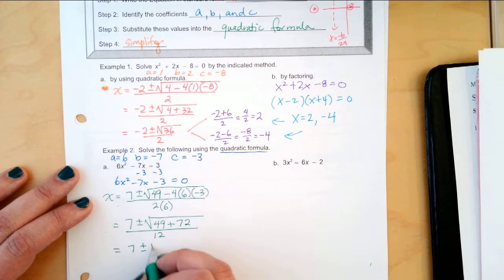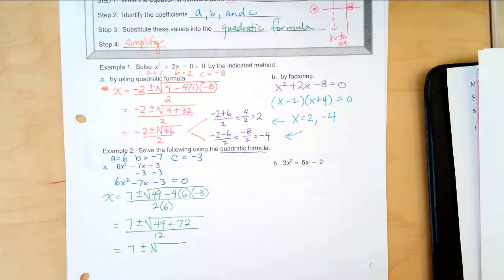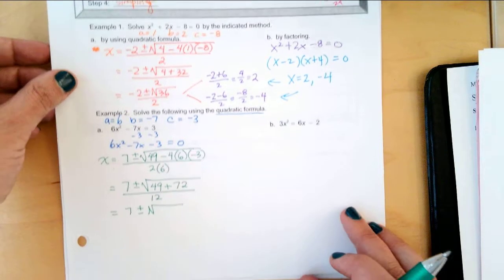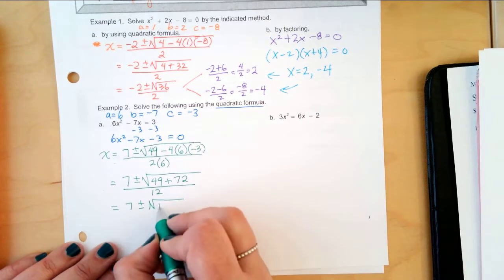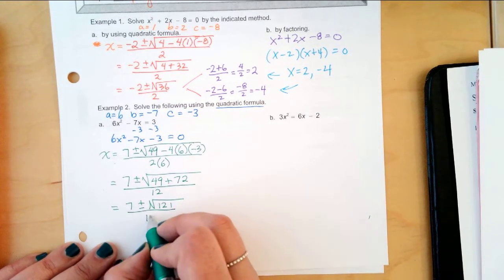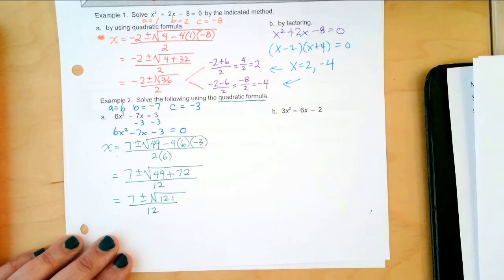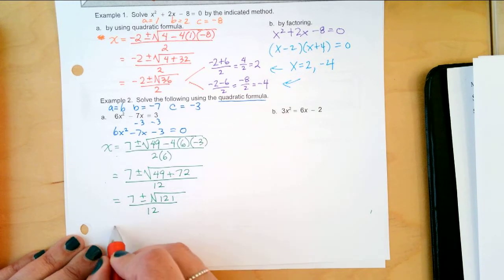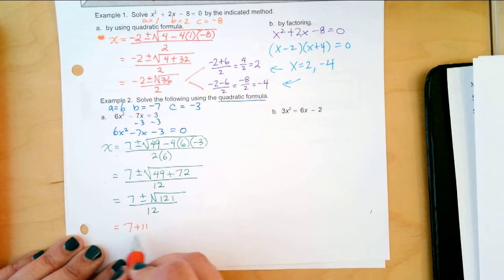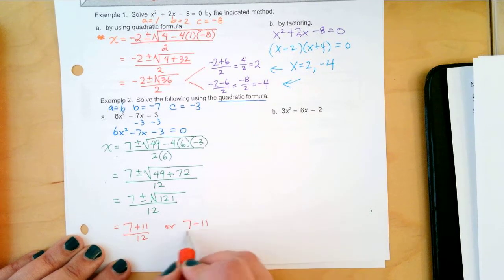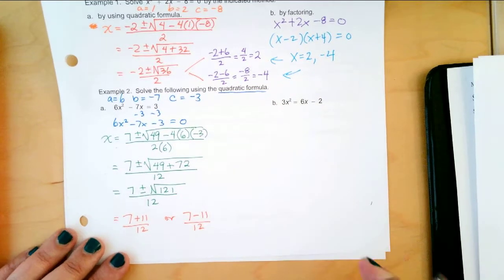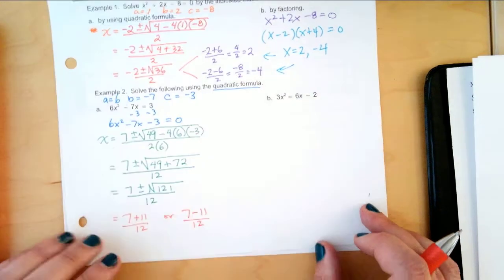7 plus or minus the square root of 72 plus 49. I'm going to get my calculator out for this one. What is it? 121? Oh, how convenient. Over 12. Now you see what happened here. 121 is what kind of number? Perfect square. So we have 7 plus 11 over 12, or 7 minus 11 over 12. We have both answers. Could be solutions here.